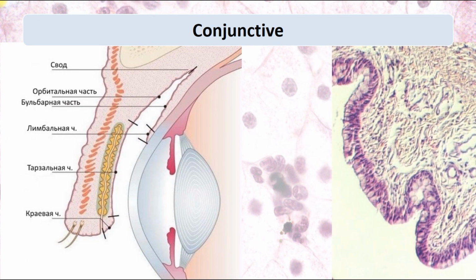And also there is supportive apparatus of eye, of organ of vision, and it includes conjunctiva of eye, eyelids with eyelashes, eyebrows, lacrimal apparatus, and muscles. So conjunctiva covers eyeball, it covers sclera, it's mucosa of eyeball, and it has epithelium which is usually stratified columnar, and some cells of conjunctiva may produce mucus and fluid which covers this conjunctiva.